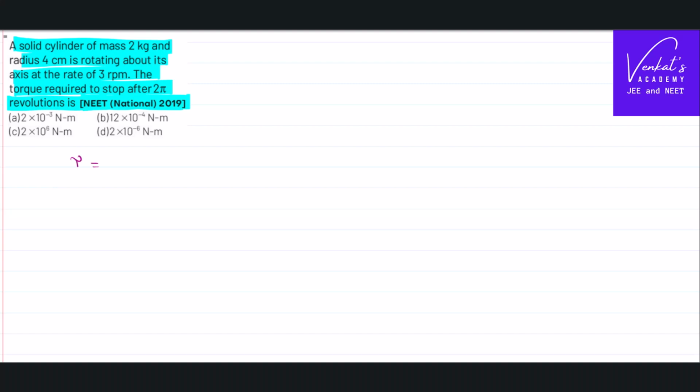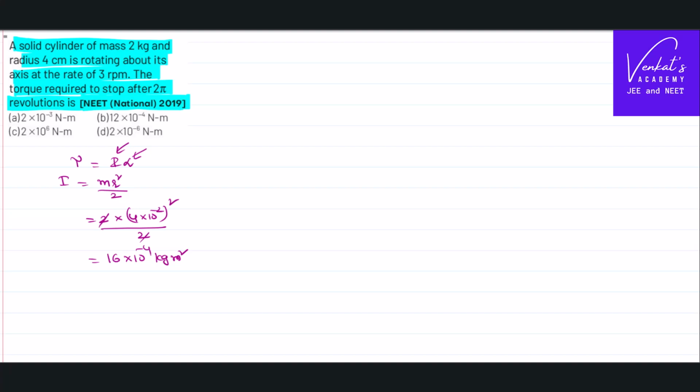Torque, we know the formula as I alpha, where I is the moment of inertia and alpha is the angular acceleration. Moment of inertia of a solid cylinder about its natural axis is mr square by 2. Mass is 2, radius is 4 centimeter, that is 4 into 10 power minus 2, whole square by 2, that is 16 into 10 power minus 4 kilogram meter square. So I got I; I need to know alpha so that I can solve the problem.